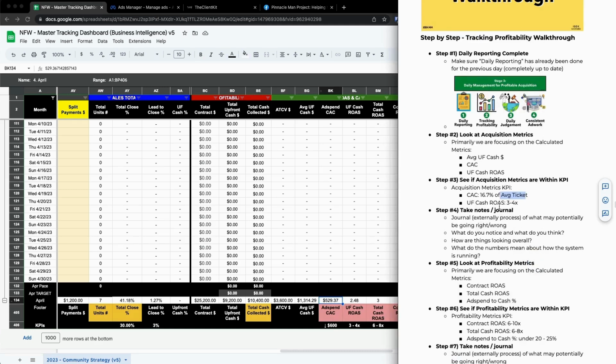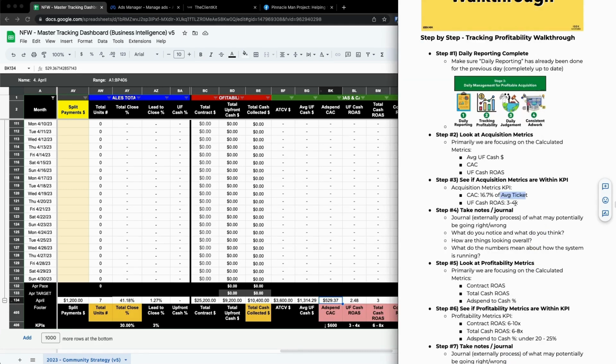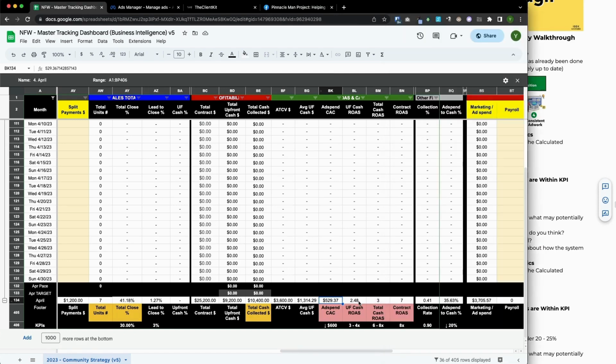And then we're looking over here at our upfront cash ROAS. We're looking for about 3 to 4x on our upfront cash ROAS, right? So we're at about 2.48, which is almost borderline 3. It's not exactly 3, which is what we're actually looking for. So we want to make a note of that, right? There might be many reasons why that might be the case.